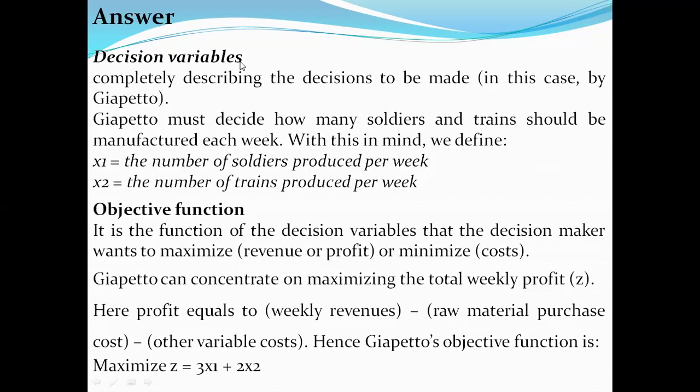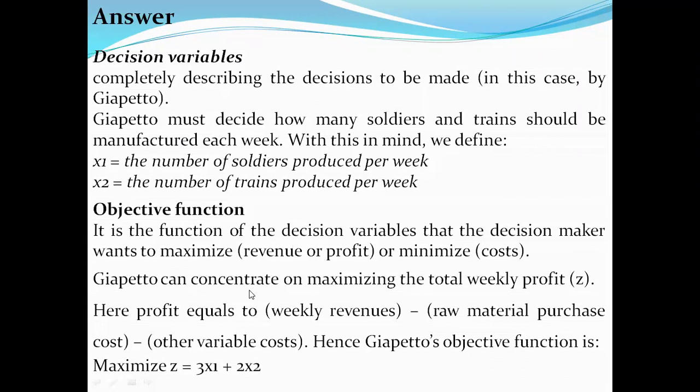So, decision variables. It completely describes Giapetto. X1 is considered as soldiers, X2 is considered as trains produced per week. Right? So what is the major objective? The function of decision variables: we are also aware that the decision maker wants to maximize the profit. So that is the query that has been given to us.